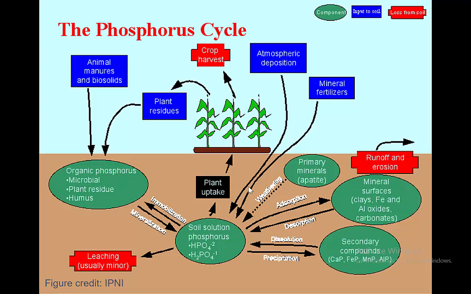So when we go back to the cycle, we look at organic sources, the plant residue, and those you're going to see stunted, wilted, discolored, and dead seedlings.